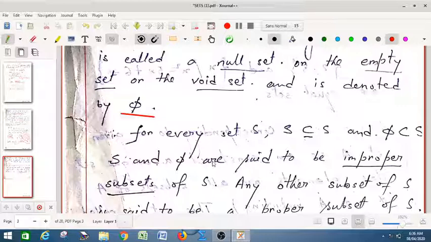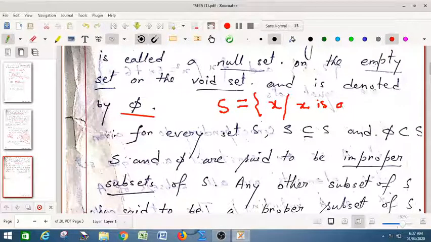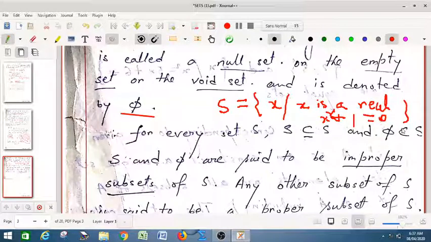Suppose I am talking about a set S. The elements of S are x such that x is a real root of x square plus 1 equal to 0. Is there a real root of x square plus 1 equal to 0? No, there are only complex roots. So there is no real root. So this gives you a null set. So S is the null set. In such a way we explain the null set.